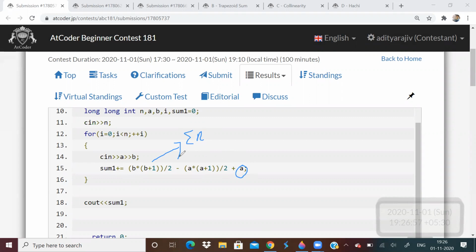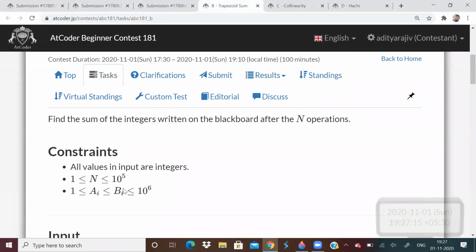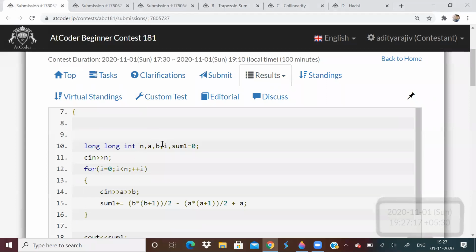You should know simple maths. In competitive programming, you should know maths. And this is simple maths only. It is 10th standard maths: summation of n natural numbers. This is the formula for that. So that was this problem, problem number B. It was quite simple. And I've taken the integer type long int. Be careful, you should take something like that only.